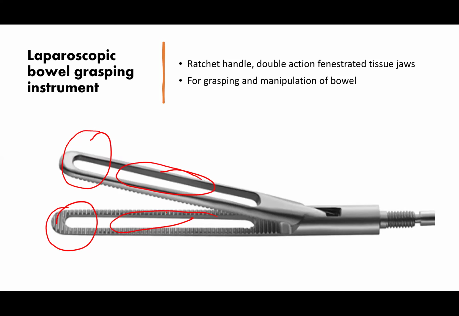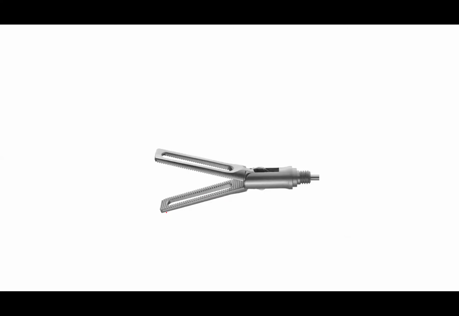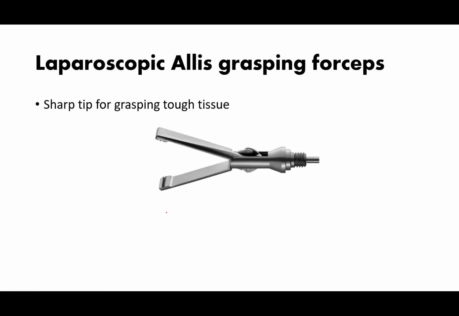Okay. This is also another tip of a bowel grasping instrument. Laparoscopic Allis grasping forceps. It has a sharp tip for grasping tough tissue. You could also have another Allis like the normal Allis you used to know, cuff like this. Okay, you can have something like that also. But this is also an Allis forceps. It's usually for grasping tough tissue.